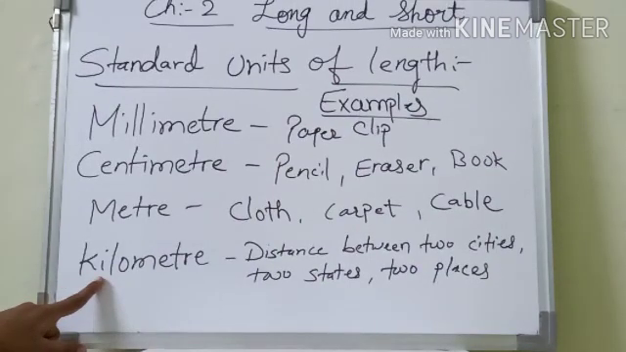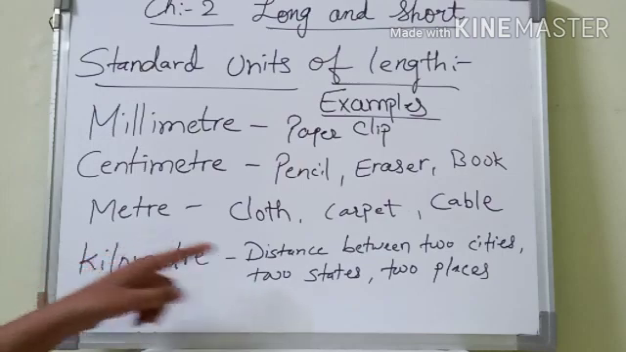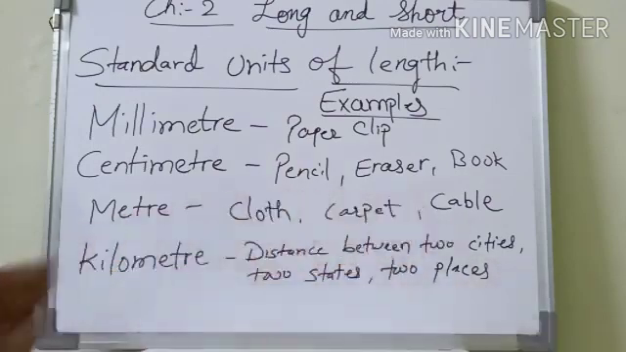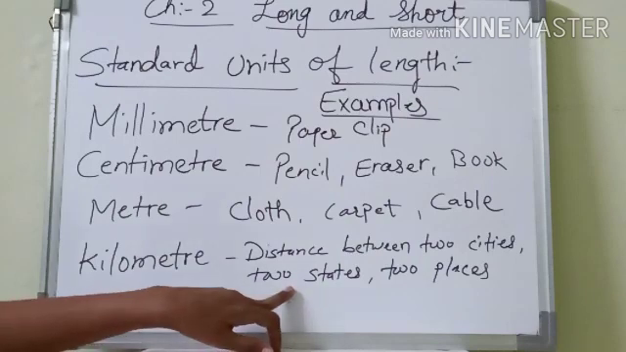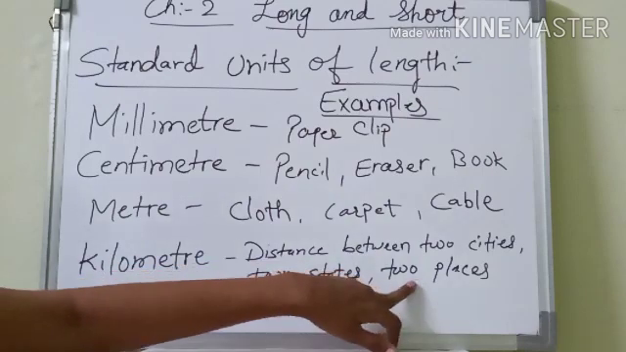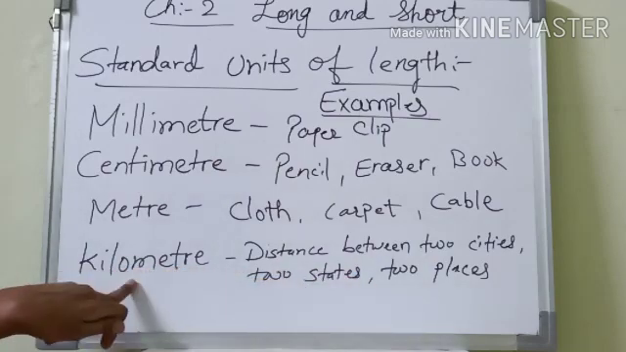Next unit is kilometer. The geographical distance between any two places is measured in kilometer. Example, distance between two cities, like Ankleshwar and Bharuch, Surat and Bombay. Any two states' distance, any two places' distance, that can be measured in kilometer.